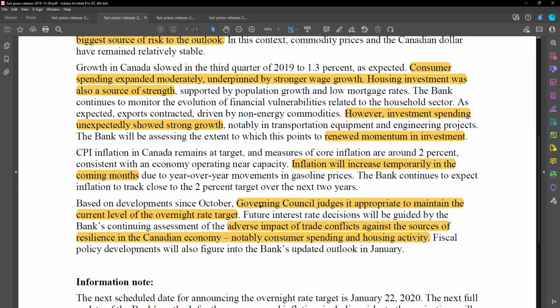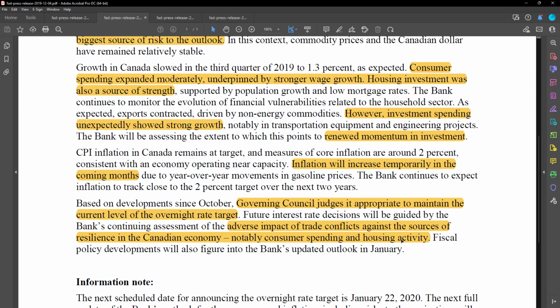Then Governing Council judges it appropriate to maintain the current level of the overnight rate target. So remember I said they're going to say what they think about the current policy setting. So at the moment they're saying it's appropriate to leave it as it is. Then they'll continue to assess the adverse impact of trade conflicts against the sources of resilience. So those sources of resilience, we went through those here. The main risk is that trade conflict. And then they've again reiterated, notably, consumer spending and housing activity.